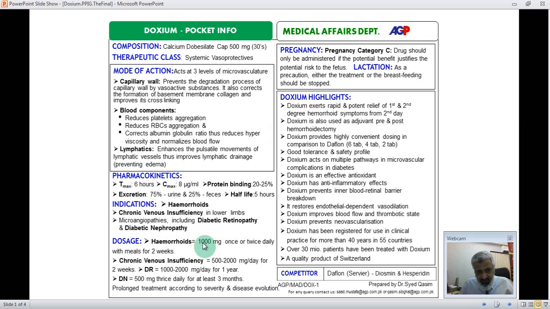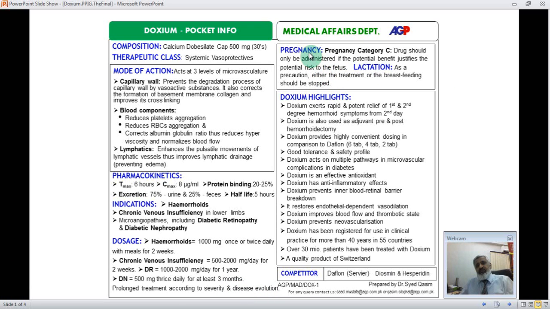Dosage for hemorrhoids: 1000 mg once or twice daily with meals for 2 weeks. In chronic venous insufficiency, Doxium is given at 500 to 2000 mg per day for 2 weeks. For diabetic retinopathy, 1000 to 2000 mg per day for up to 1 year. And for diabetic nephropathy, Doxium 500 mg thrice daily for at least 3 months. Prolonged treatment according to the severity and disease evolution.